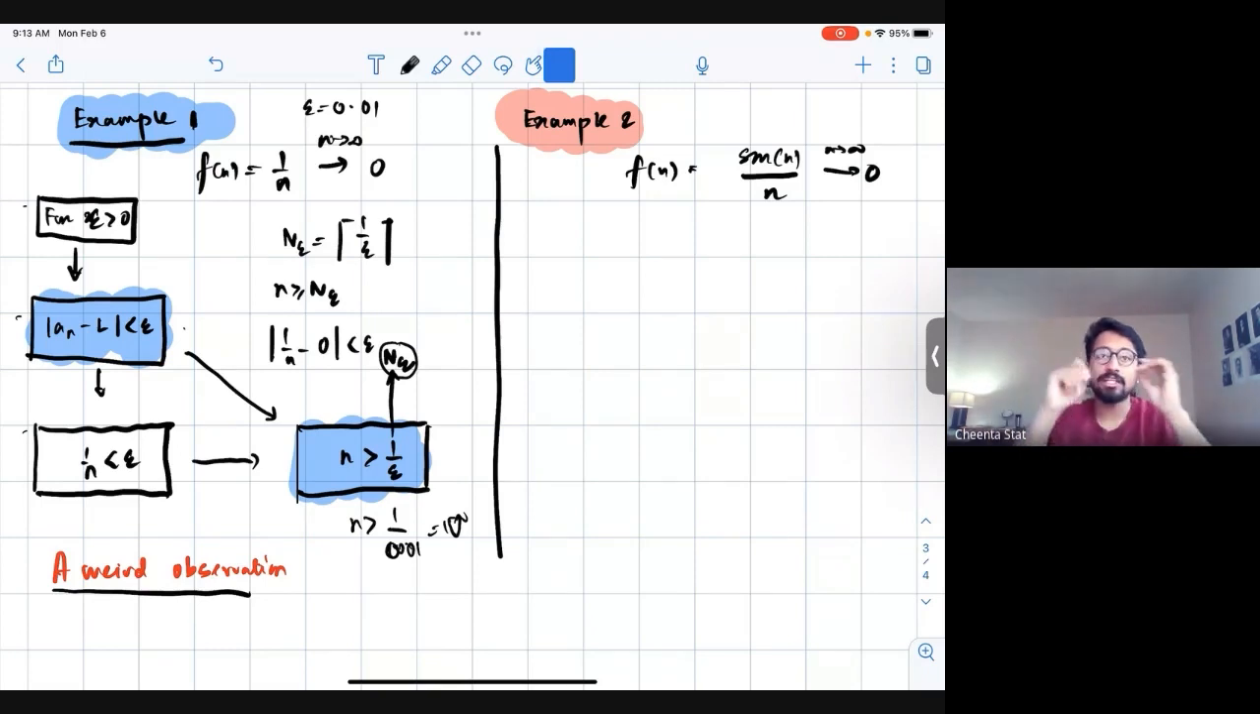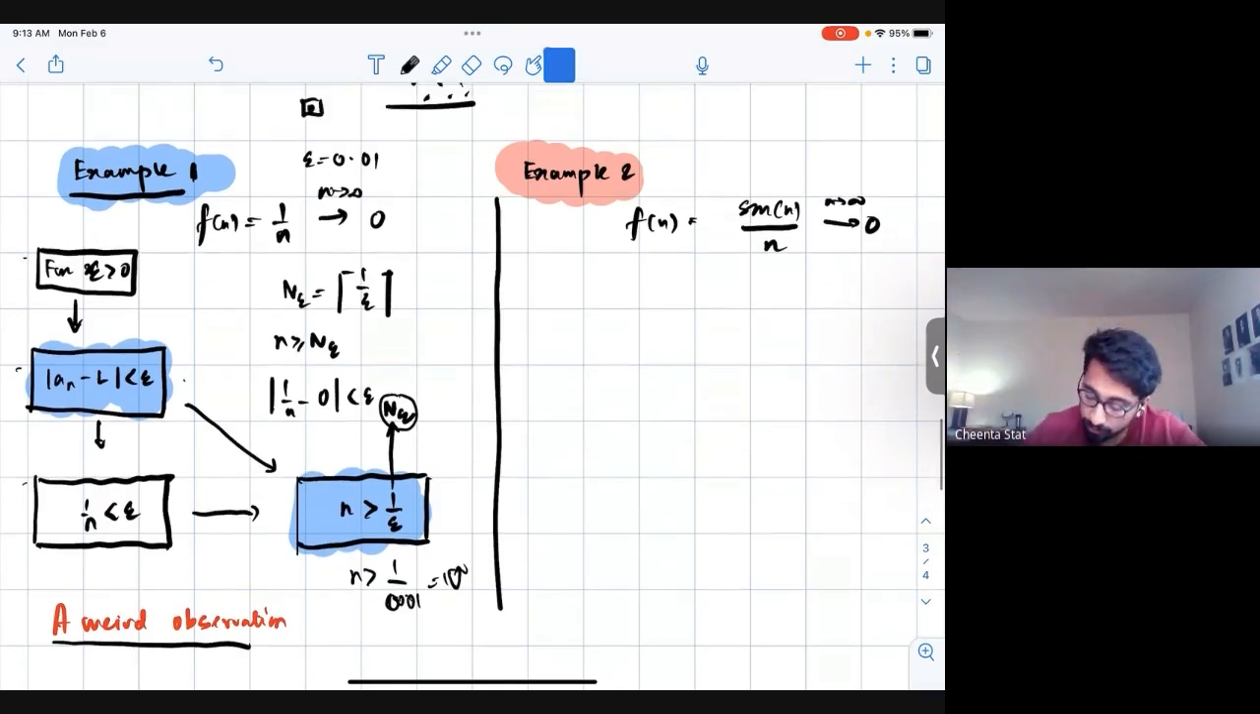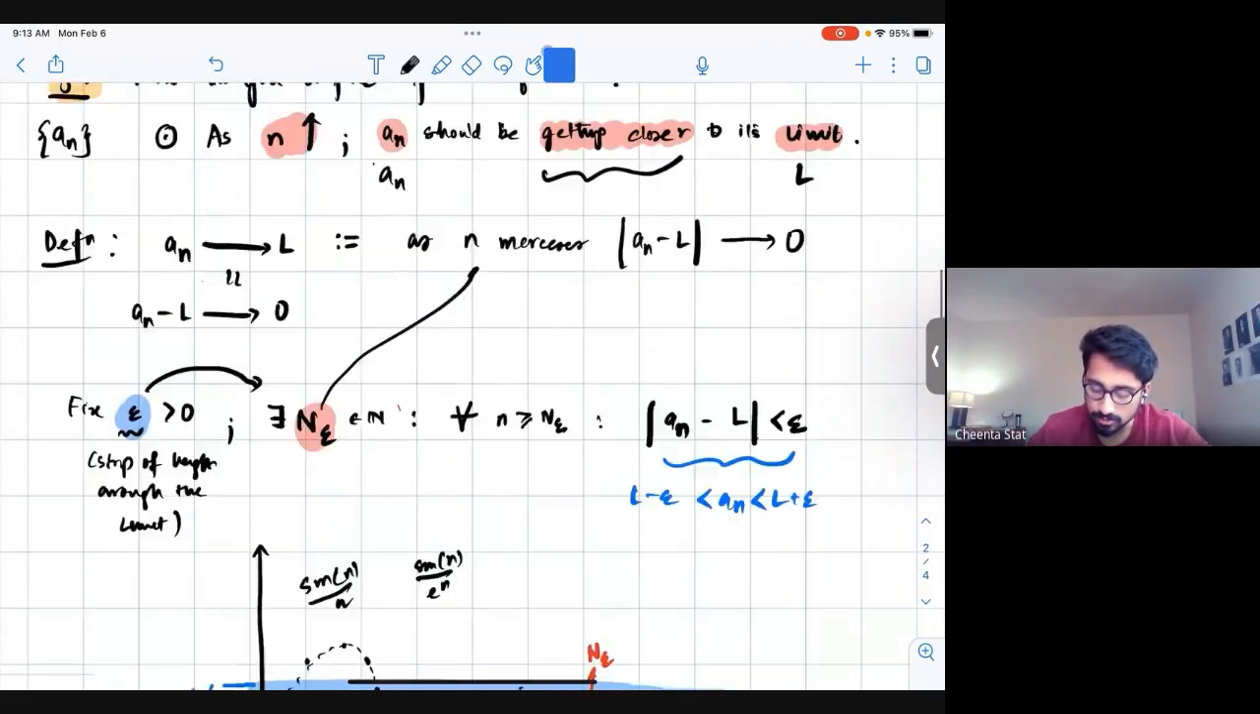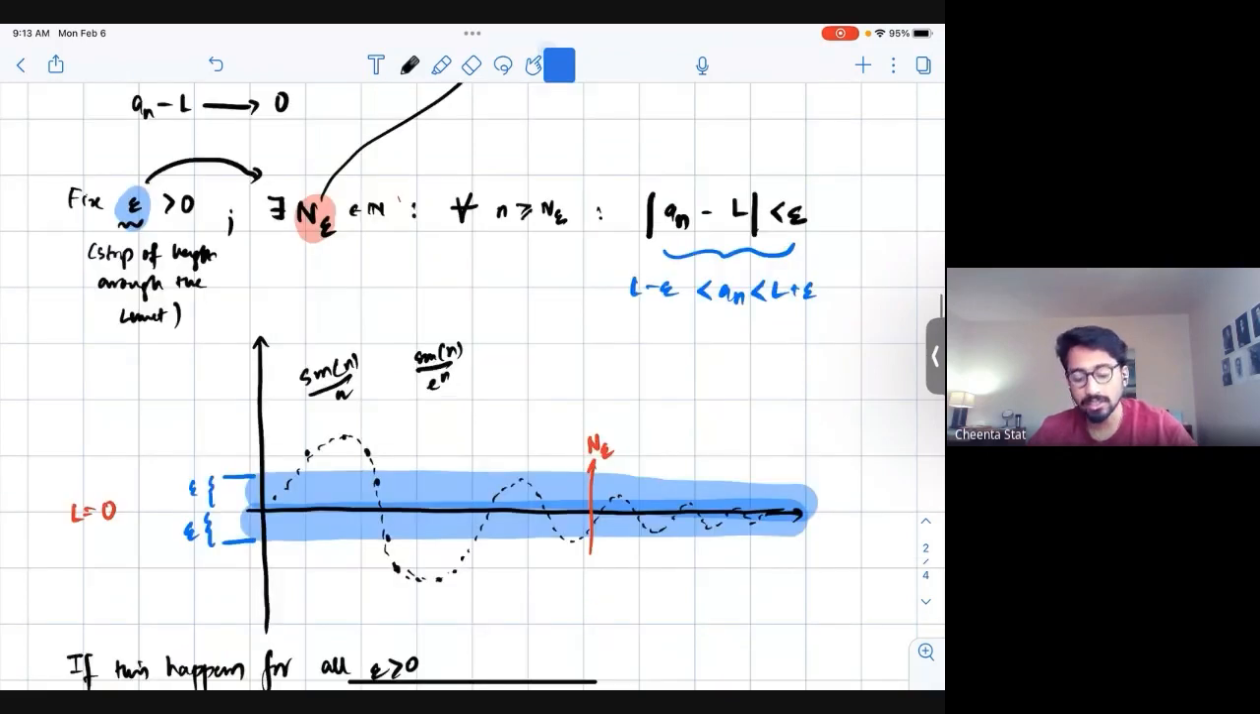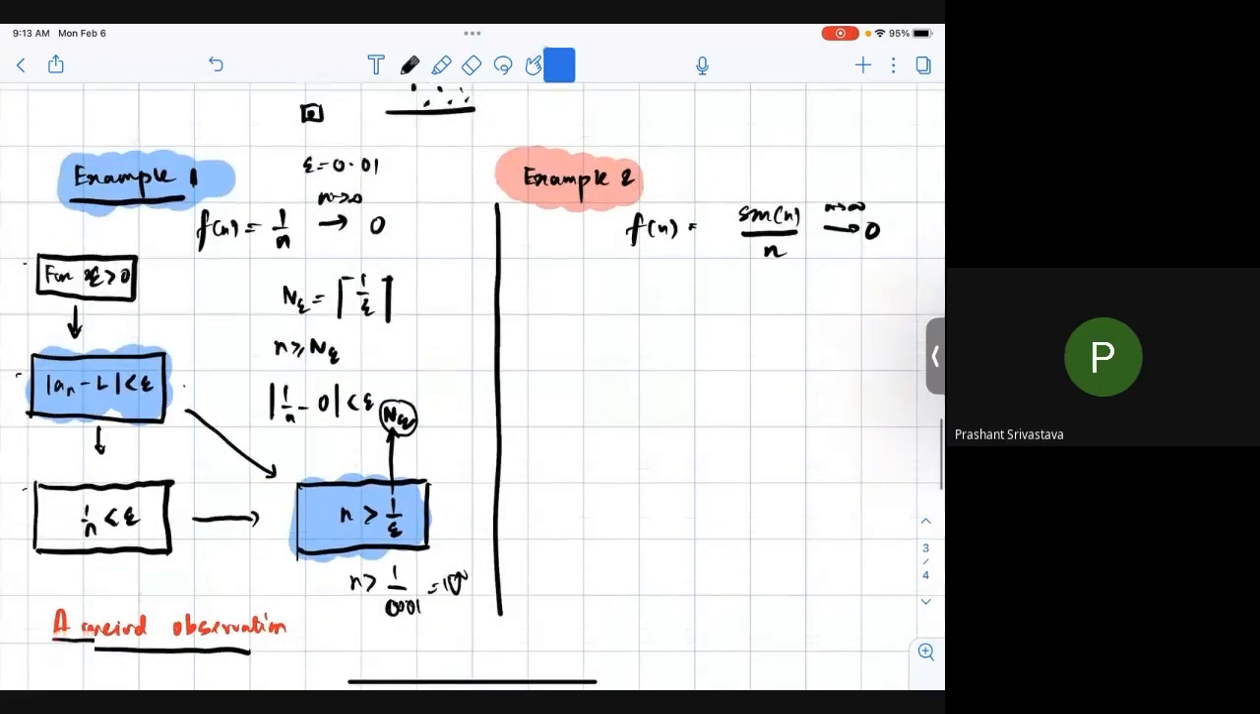That's why I wrote n epsilon, because it's a function of epsilon. As you change epsilon, the n epsilon will change. So it's telling you that for that n epsilon, this an minus l will be less than epsilon. We have fixed an epsilon and found an n epsilon such that for n greater than or equal to n epsilon, an is less than that. Did you understand?